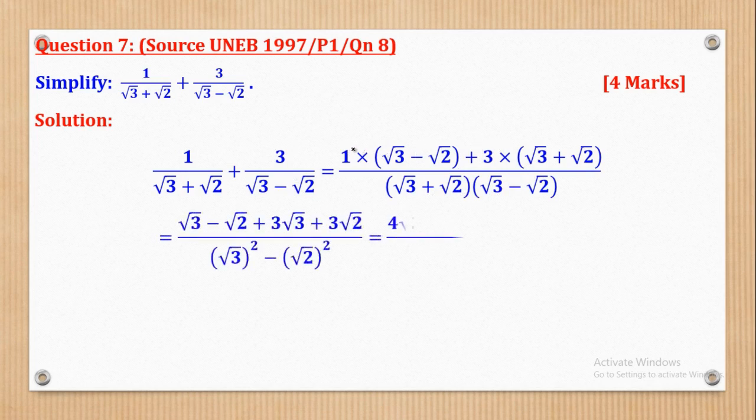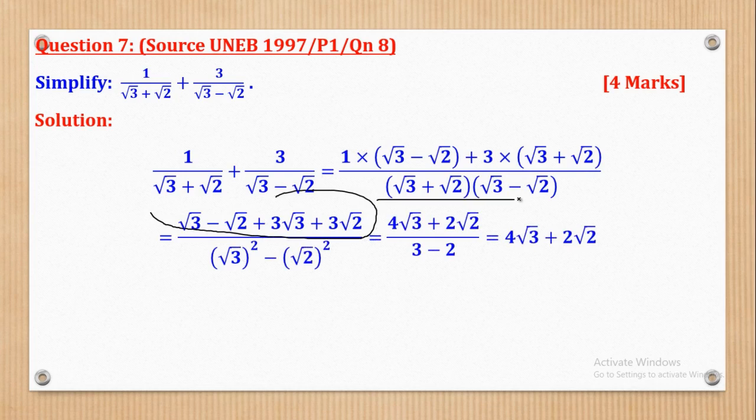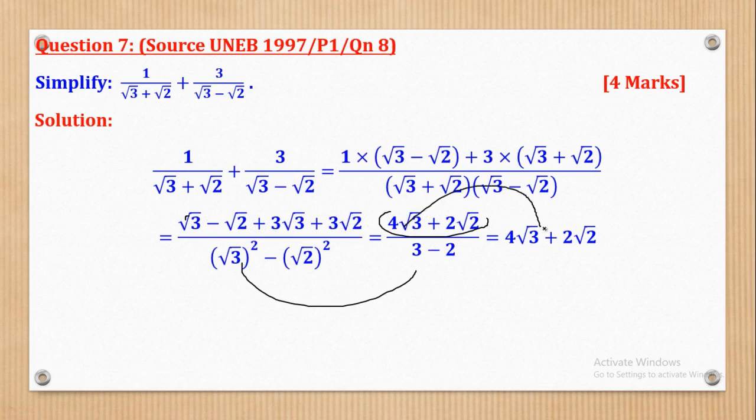So now next is to expand. For the numerator, we shall come up with this, and for the denominator, it is difference of two squares, so it becomes root 3 squared minus root 2 squared. Now simplifying the numerator gives you this, and denominator gives you that. And this 3 minus 2 is 1, therefore you remain with this, which is 4 root 3 plus 2 root 2.